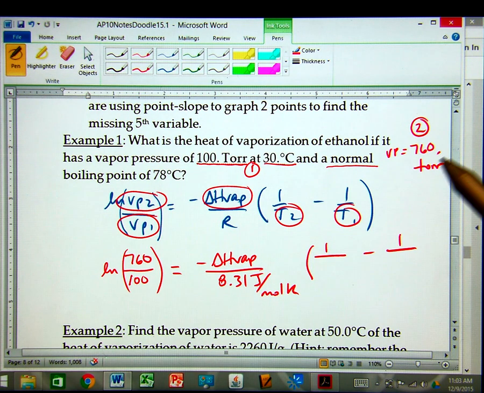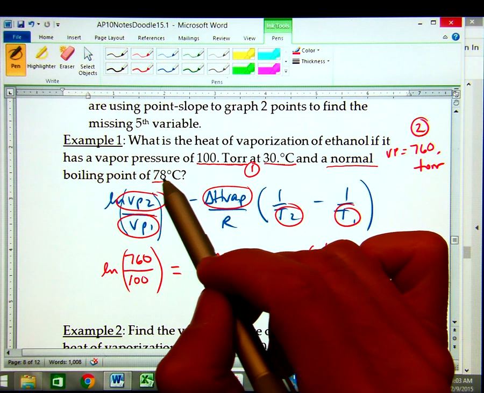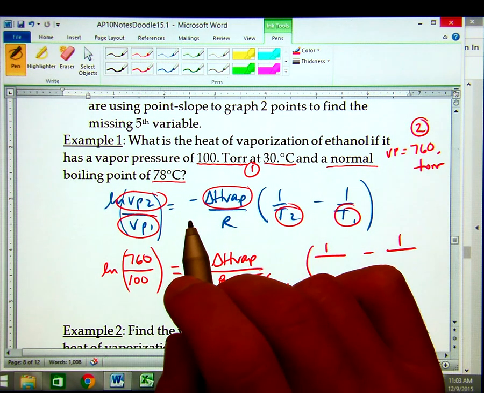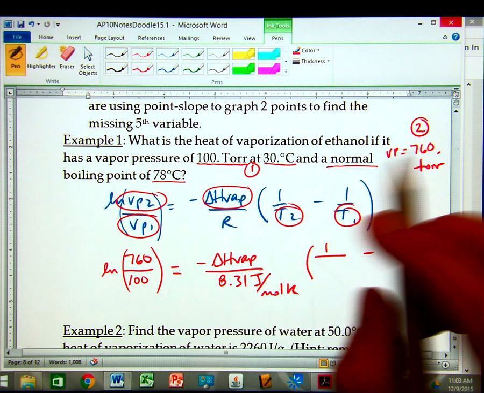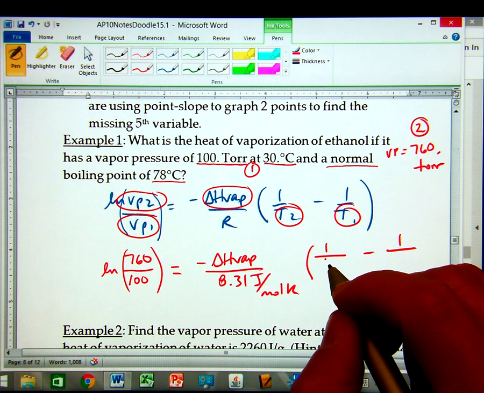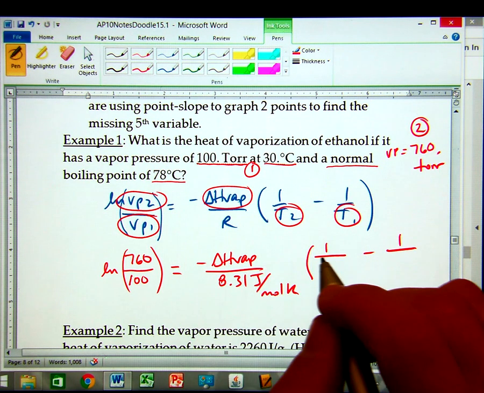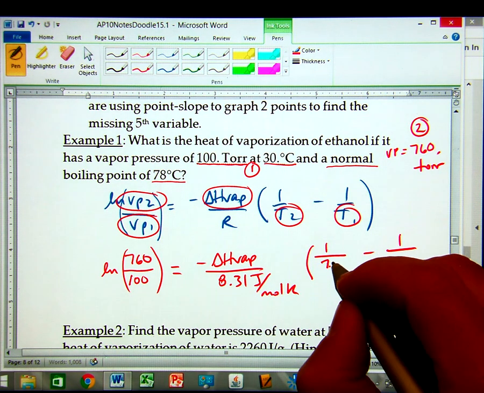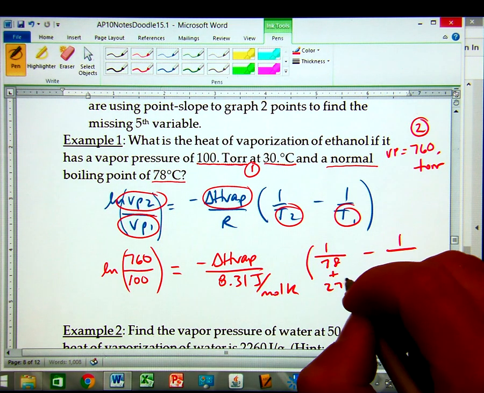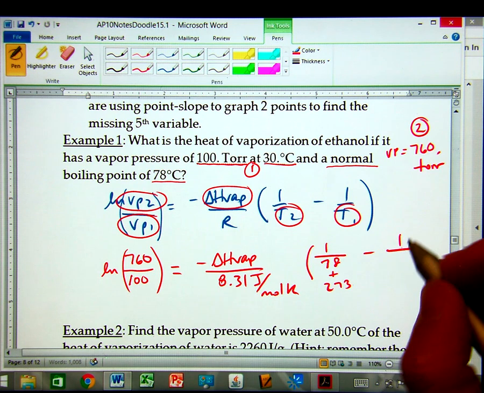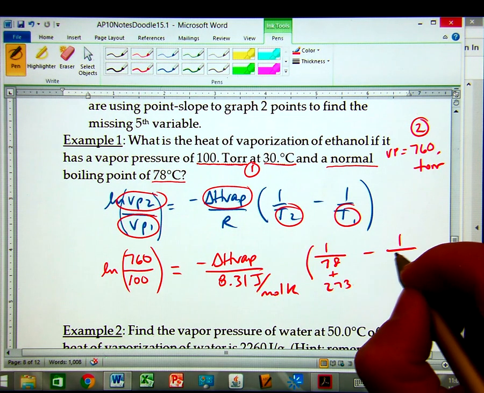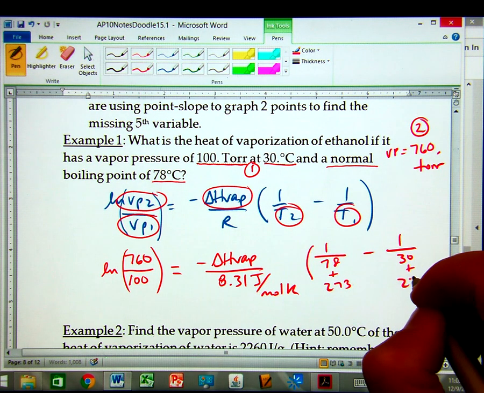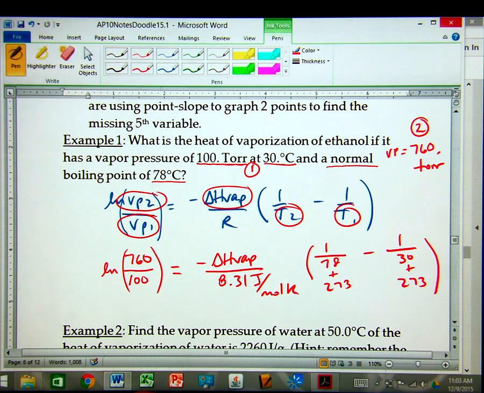So the T2, normal boiling point of 78 degrees Celsius. So you're going to have to take 78 plus 273. And then the other temperature was 30 degrees, so it's going to be 30 plus 273.